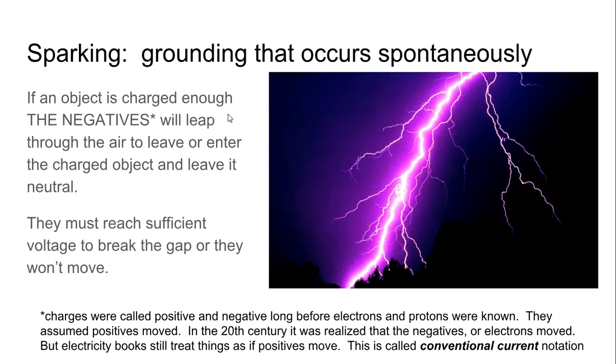If an object is charged enough, the negatives will leap through the air to leave or enter the charged object and render it neutral. They must reach sufficient voltage to break the gap, or they won't move.